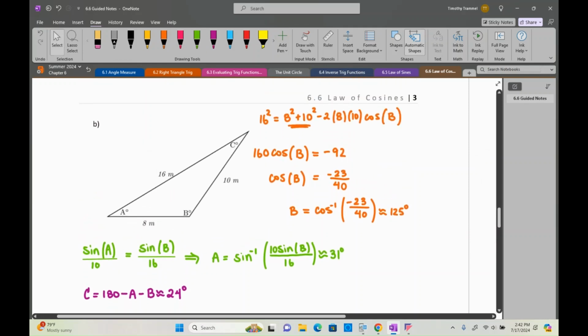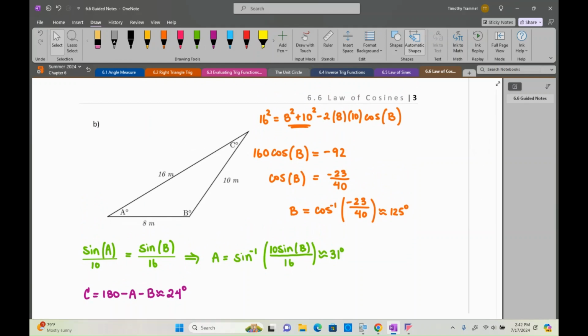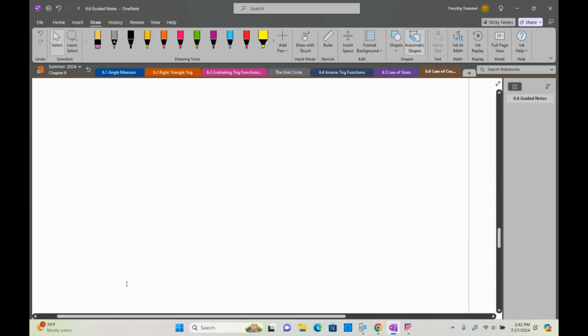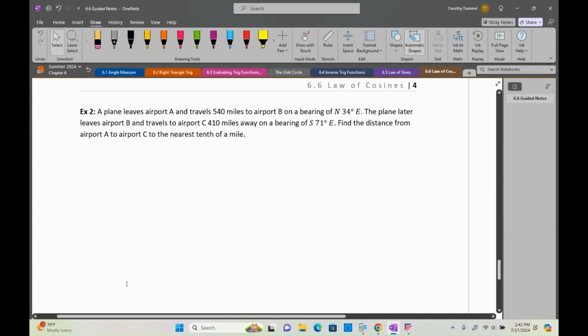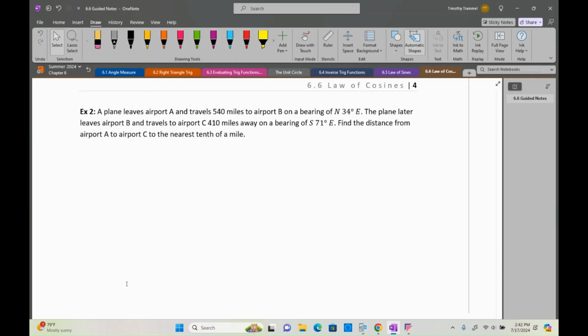All right. And I have one more question I'd like us to do here. So if we come down here, we have an application question. It sounds like we have two airplanes. And so it says plane A leaves airport A and travels 540 miles to airport B on a bearing of north 34 east. So let's just start off with that. I'm going to sketch what that sentence says.